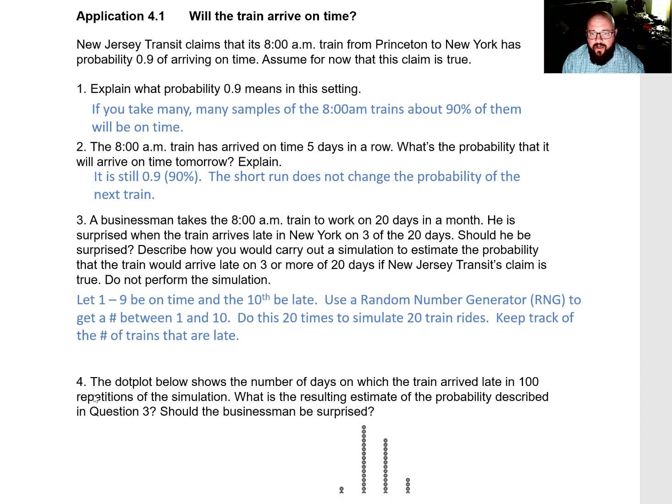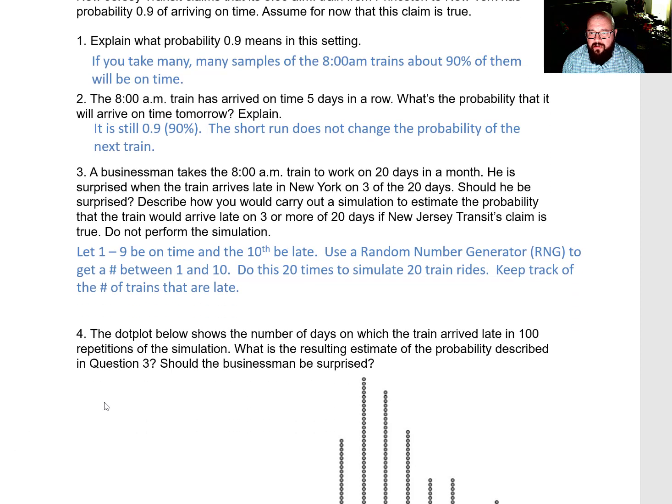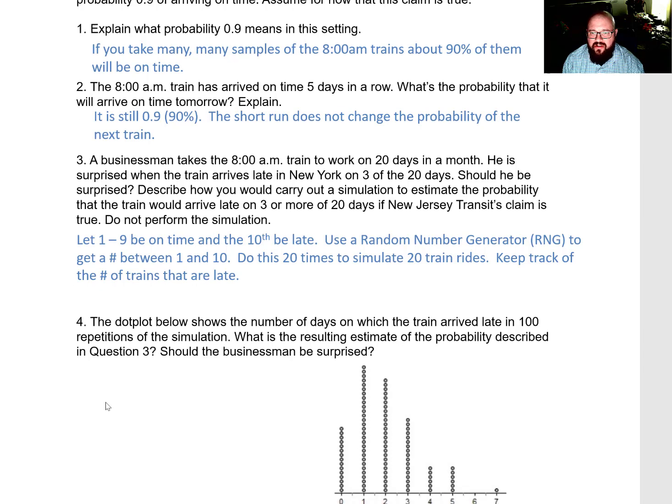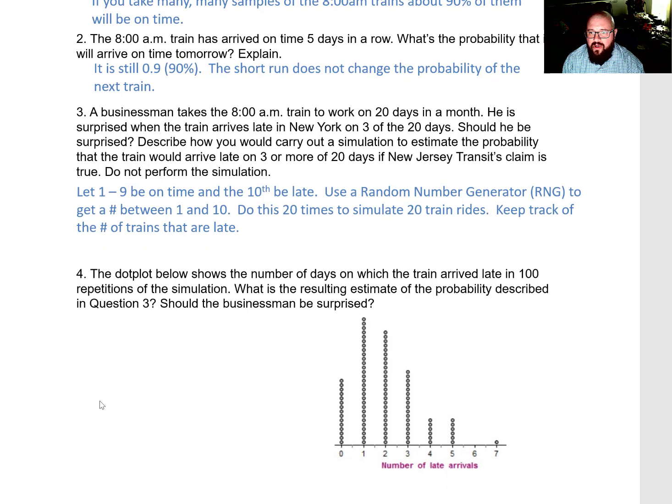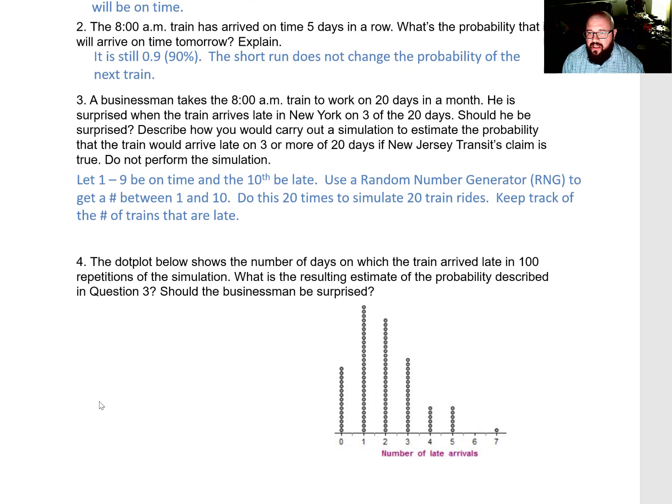Going into number 4 here, the dot plot shows the number of days on which the train arrived late in 100 repetitions of the simulation. So they did the simulation, okay? So what is the resulting estimate of the probability described in question 3? And should the businessman be surprised? So looking at this, we should already see that possibly not, maybe so. Let's look at it.